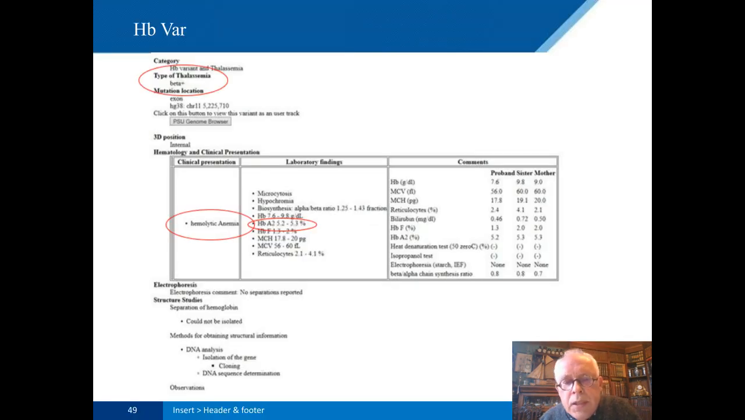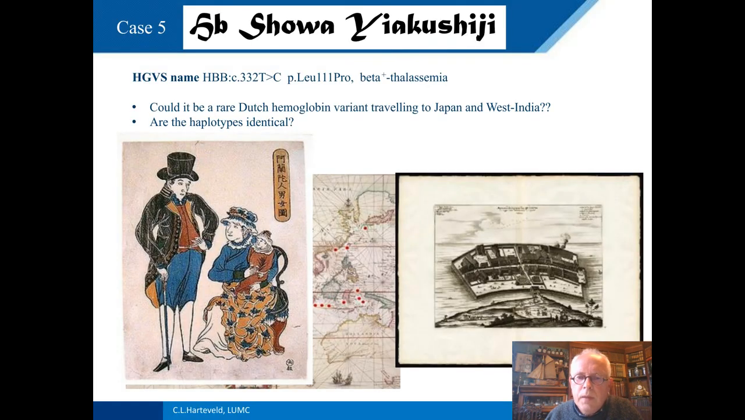Here are some characteristics. It gives hemolytic anemia in the carrier, and the elevated A2 is very typical. So it looks like a beta thalassemia trait phenotype, but actually it's an unstable hemoglobin. And it gives, let's say, beta plus thalassemia.